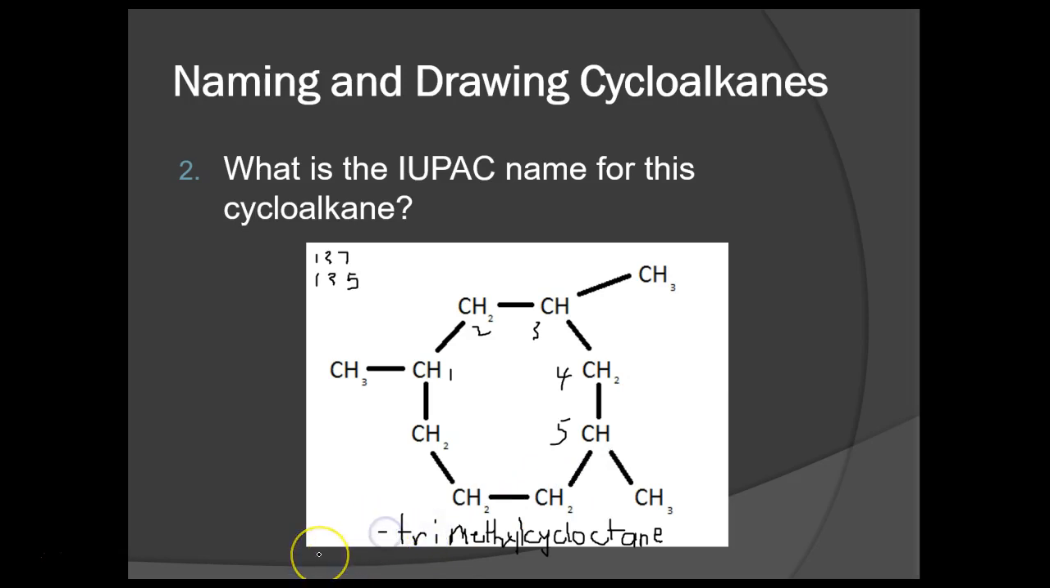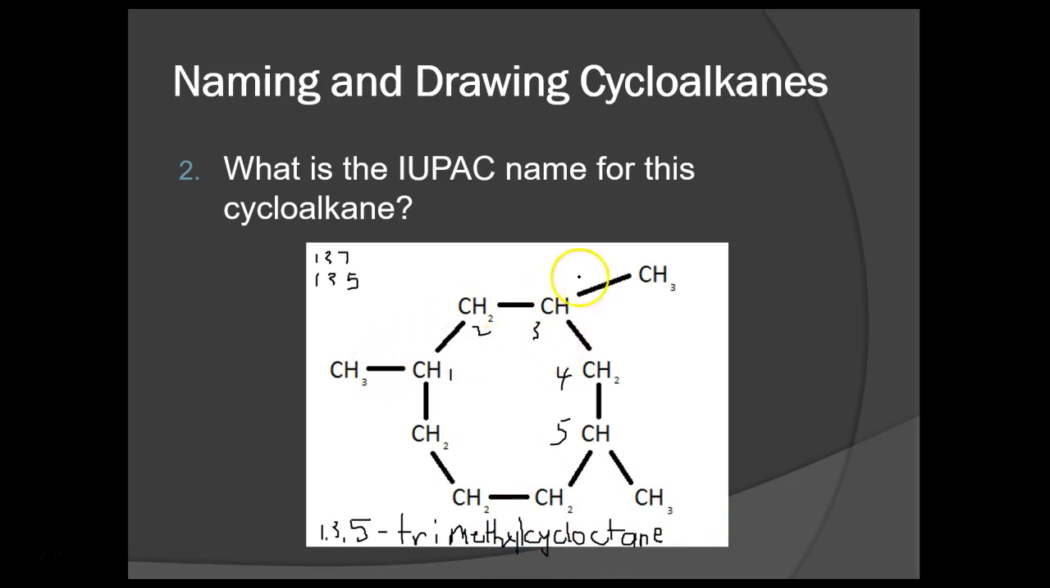And then what we have to do is identify where those branches are coming off of. So we have one coming off of carbon 1, one coming off of carbon 3, and one coming off of carbon 5. So it's 1, 3, 5 trimethyl cyclooctane. That's a mouthful. But I hope you guys see, where did I start? I started with my parent chain. I saw it was a cyclo, so I put that there.